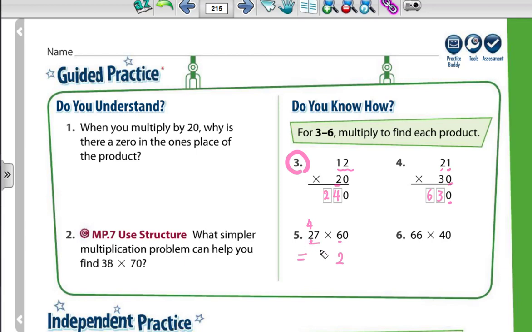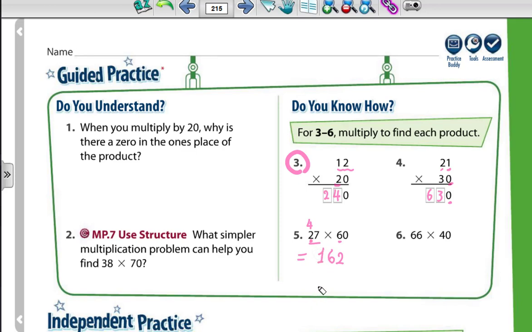And now multiply the tens. 2 times 6, 2 multiplied by 6 equals 12. And we have 4, so 12 plus 4 equals 16. We write 6 and carry up 1, so we will also write the 1.